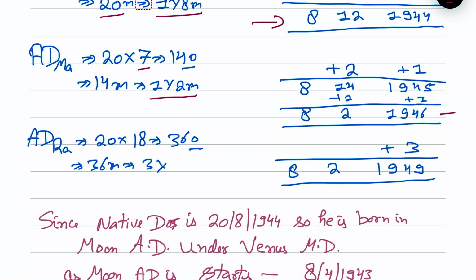Next is the Antardasha of Rahu. The Mahadasha is of 18 years, 20 into 18 is 360, so it is 36 months, which is 3 years. So it is from 8/2/1946 to 8/2/1949.